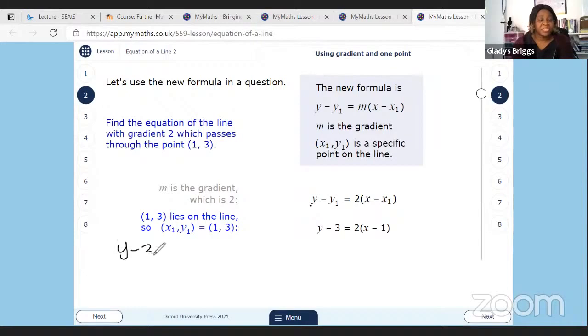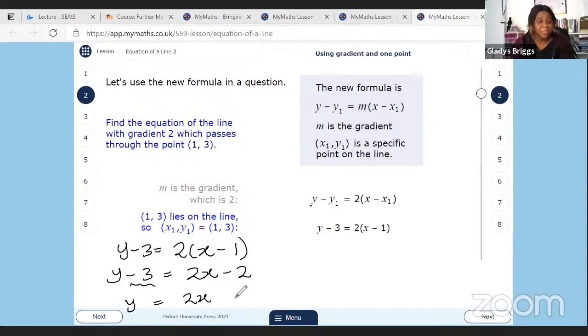y minus 3 is equal to 2 times x minus 1. Now you're going to expand this one. So you're going to get y minus 3 is equal to 2x minus 2. And then you can rearrange now to take this one to the other side. You get y is equal to 2x minus 2 plus 3, yeah? And then y would then be equal to 2x plus 1.